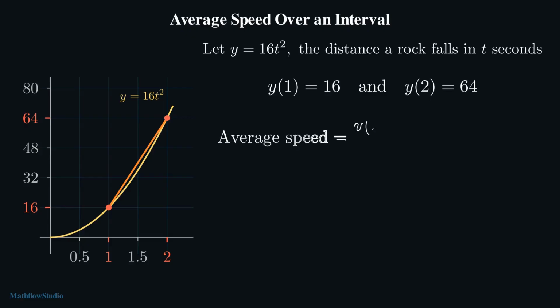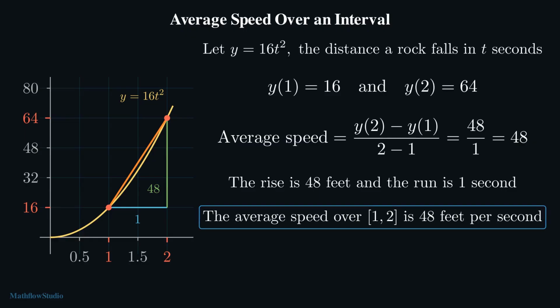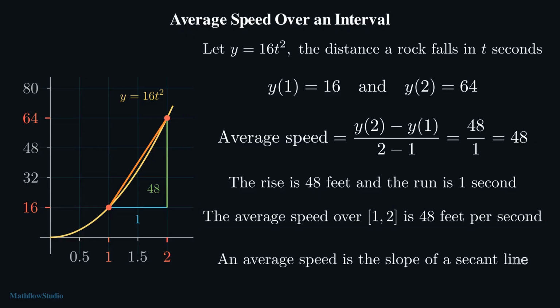The average speed over an interval is the change in distance divided by the change in time, and over this one, it is 48. The rise is 48 feet and the run is 1 second. The average speed over the interval from 1 to 2 is 48 feet per second. An average speed is the slope of a secant line.